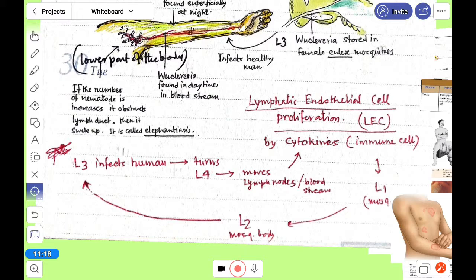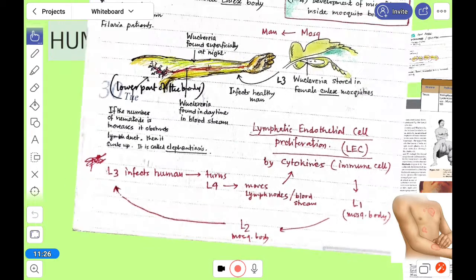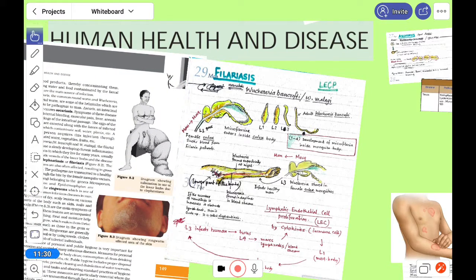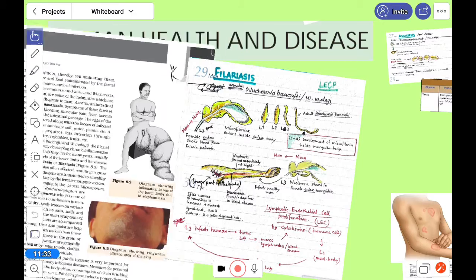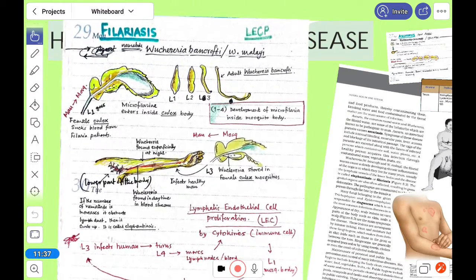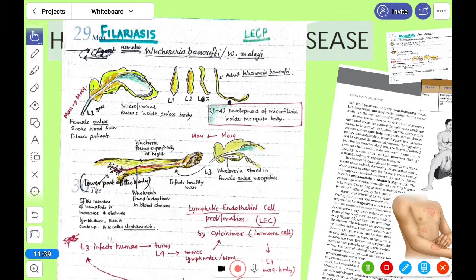If you see the book's diagrams, then you can see these areas. So swelling is there in the legs, genitalia, and these areas. Okay. So that is about the disease.